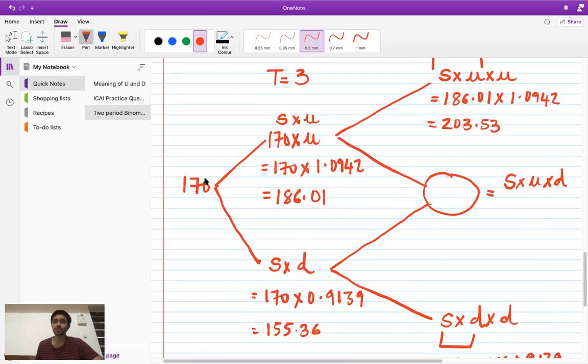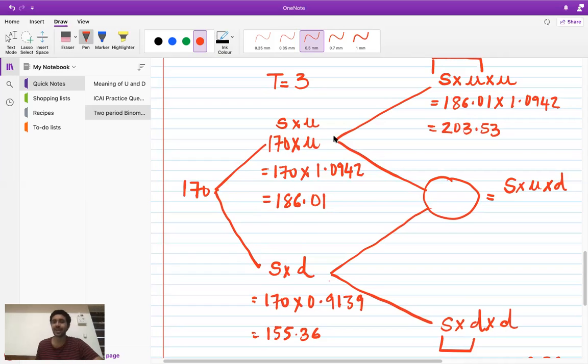Okay, now coming to the middle node, this can be calculated either as S into u into d, which means the share price goes from 170 to 186. That is S into u, and then it falls down, and therefore we are multiplying it by d. Or an alternate way would be S into d into u, which means the share price is first falling from 170 to 155.36 at t equal to 3, and from 155.36 it is increasing to this part at t equal to 6. And this should be exactly equal to 170. If you multiply 186.01 with 0.9139, it is giving you 169.9945, which I've rounded off to 170.